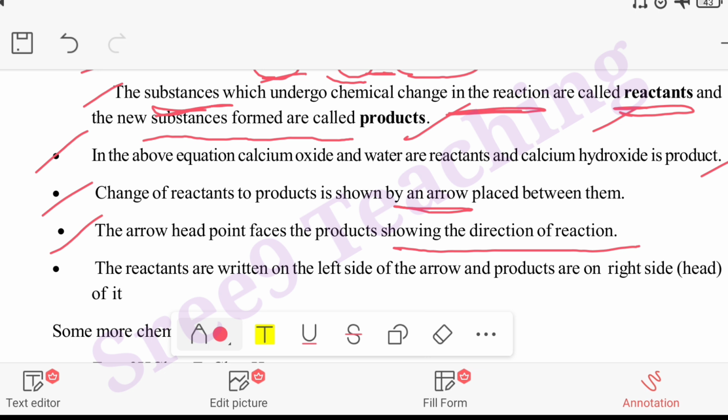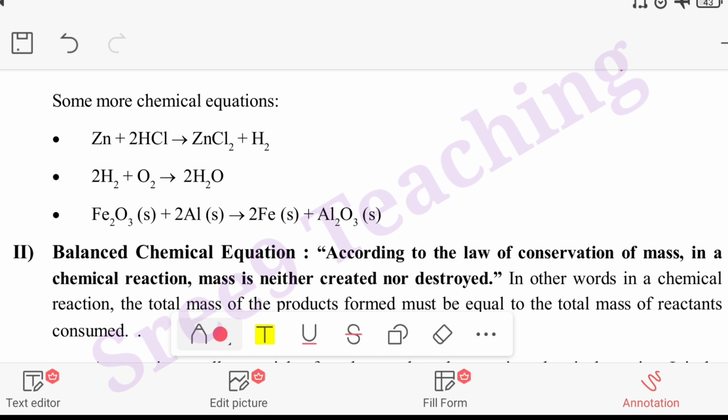Okay, right. Now next point, the reactants are written on the left side of the arrow and the products are on the right side, at the head of it. So reactants are written on the left hand side, and the products on the right side, in the chemical equation. Now let us see some more chemical equations.